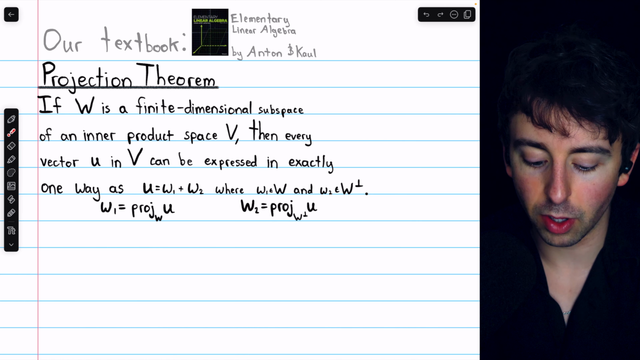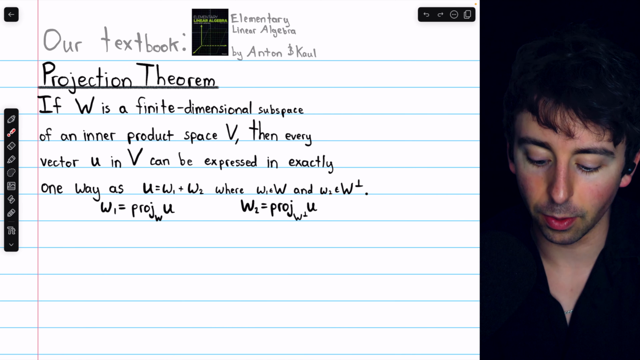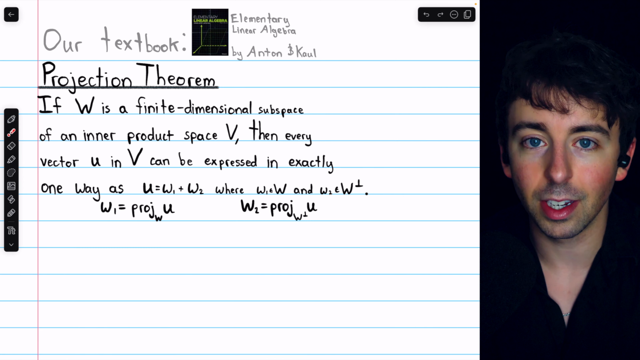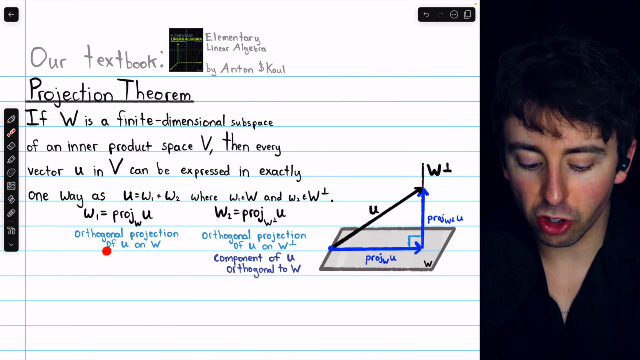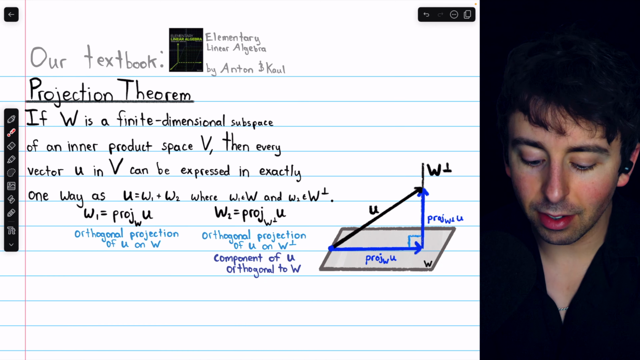This is the projection of u on the subspace W. This is the projection of u on the orthogonal complement of W. Again, just writing out the wording, this is called the orthogonal projection of u on W, and this is called the orthogonal projection of u on the orthogonal complement of W. But keep in mind, we sometimes read that as W perp. So it's the orthogonal projection of u on W perp. Or we could also say that it is the component of u which is orthogonal to the subspace W.